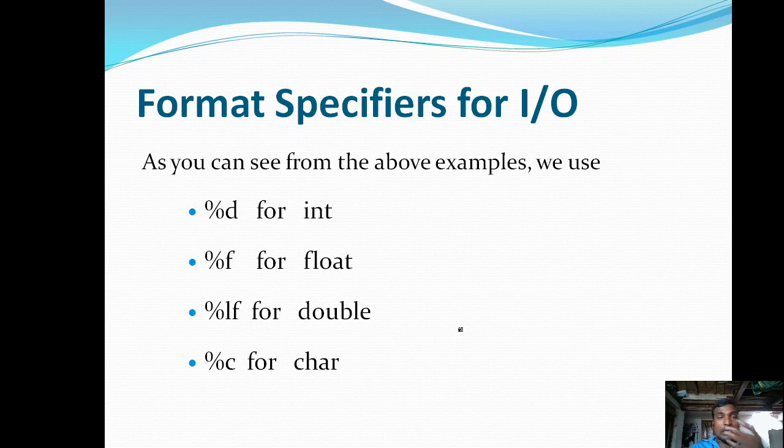Now, till now, the format specifiers that we have used are %d, %f, %lf, and %c. %c is for character type, %lf for double type, %f for float type, and %d for integer type. While using the printf and scanf functions to read or write numbers, characters, or fractional values, you need to use the respective format specifiers.